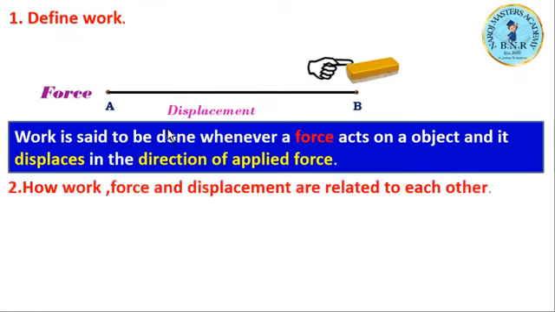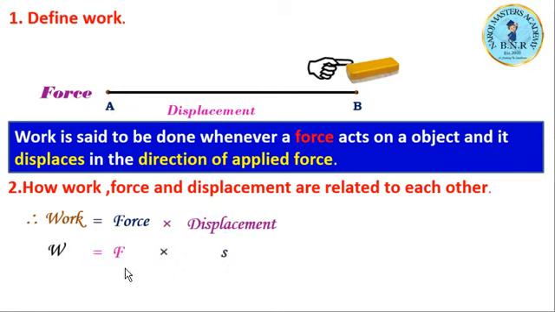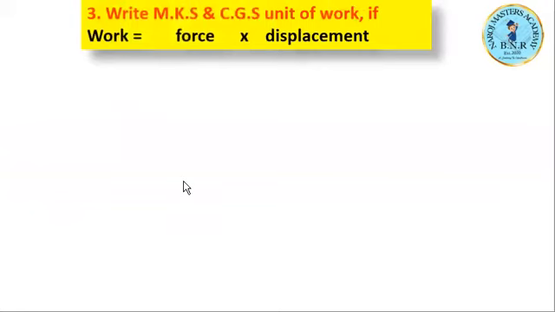How are work, force and displacement related to each other? We know that work is nothing but the force applied times the displacement. So here work is W, force is F, and displacement is S. W is equal to F into S. Write the MKS and CGS units of work.